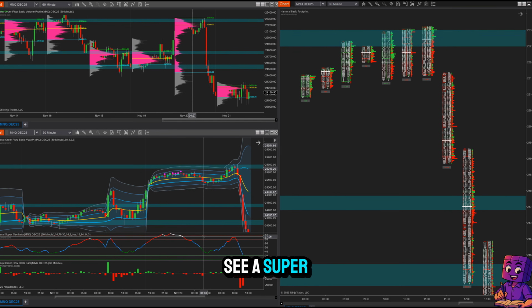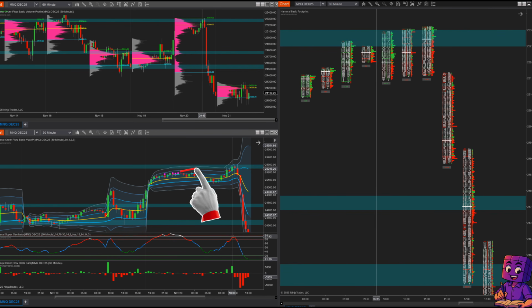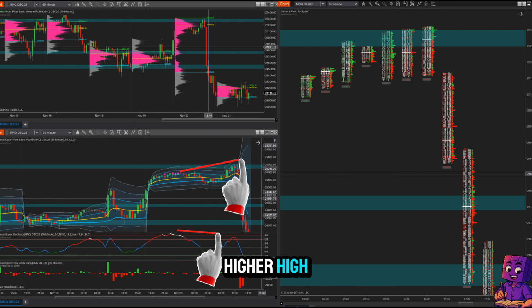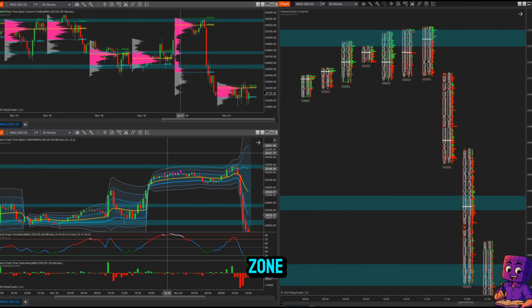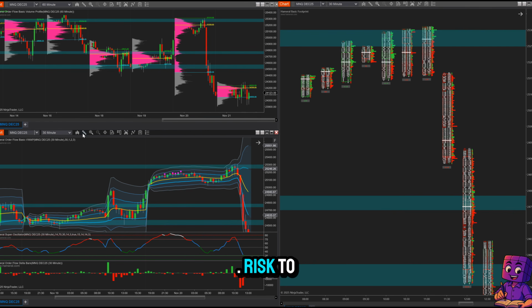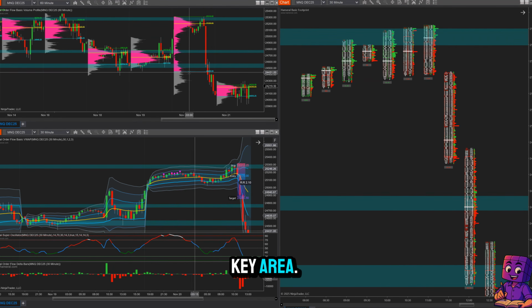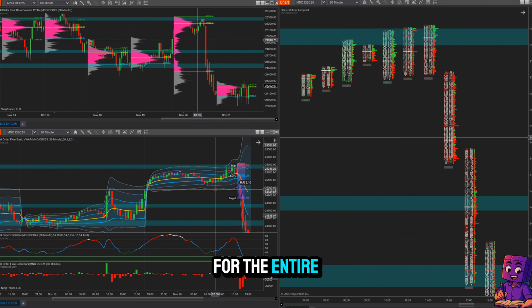And we also see a super oscillator divergence. Price makes a higher high. Oscillator makes a lower high below the 80 overbought zone, showing buyer weakness. Risk to reward 1 to 2 toward the next key area. Price continued lower for the entire session.